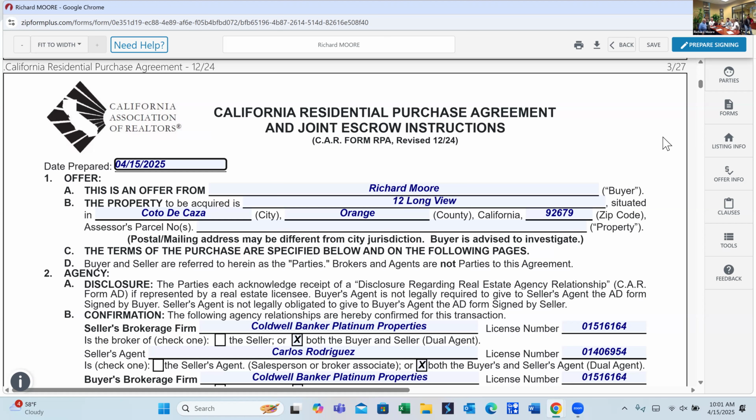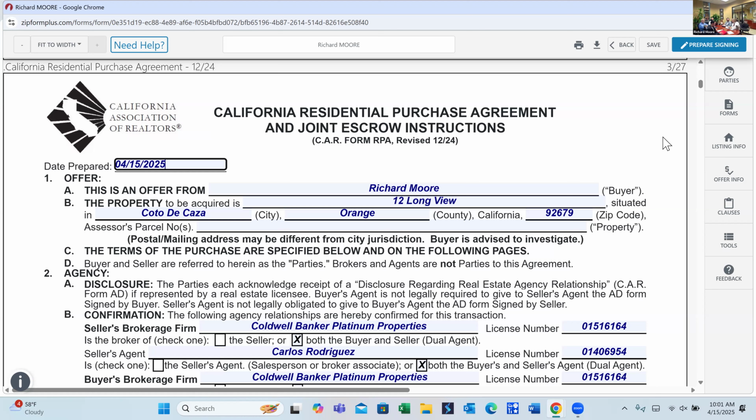Okay, this is interesting. It's an offer from Richard Moore. And the property to be acquired is 12 Longview, and that's my former residence, as a matter of fact. About 3 or 4 years ago, I can't remember, it's been so long.